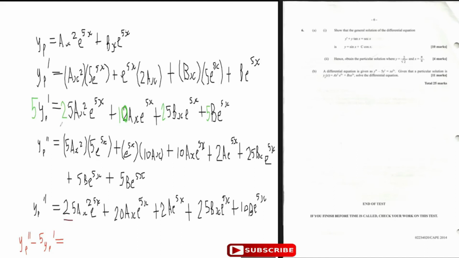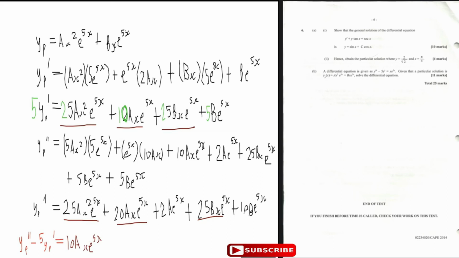25 minus 25, that becomes 0. 20ax minus 10ax, that just works out to be 10ax. So I get 10ax e to the 5x. All right, cool. 25bx e to the 5x minus 25bx e to the 5x, that cancel each other. All right, and so what I'm left with is 10ax.